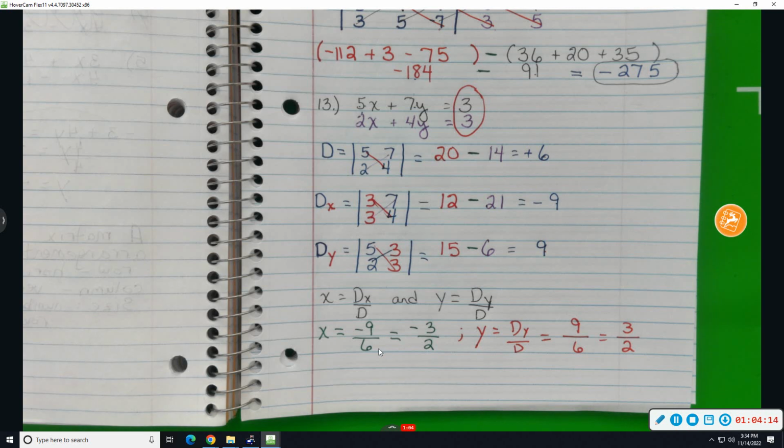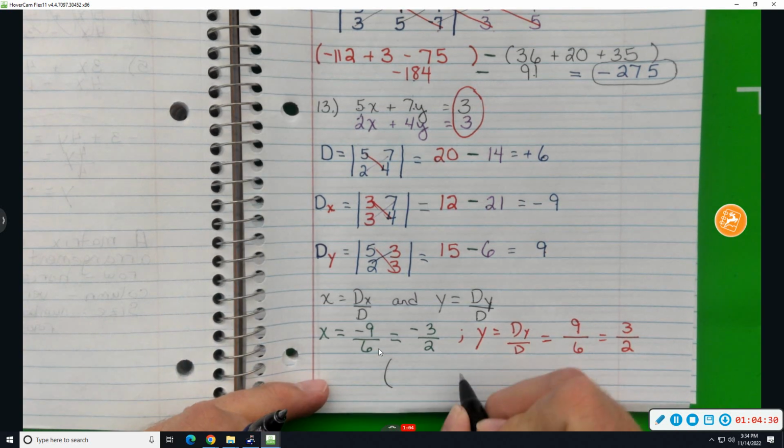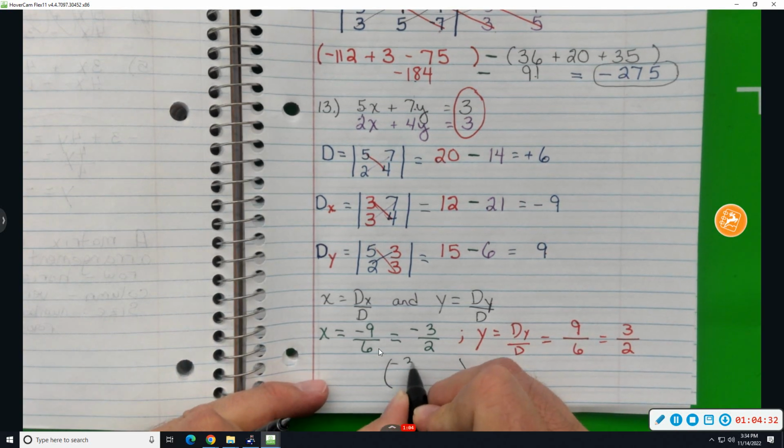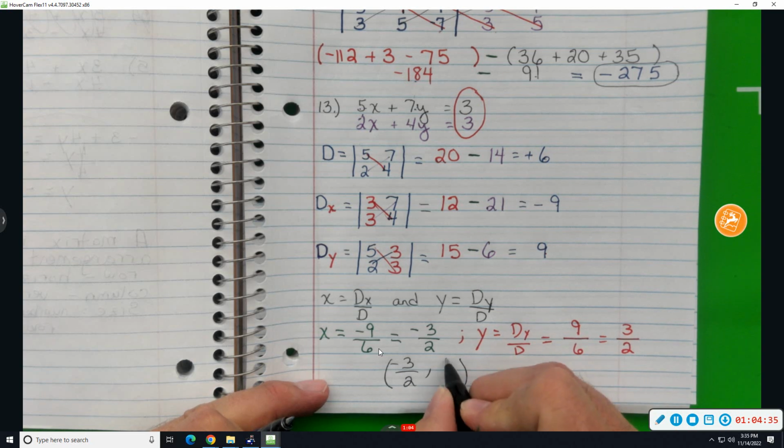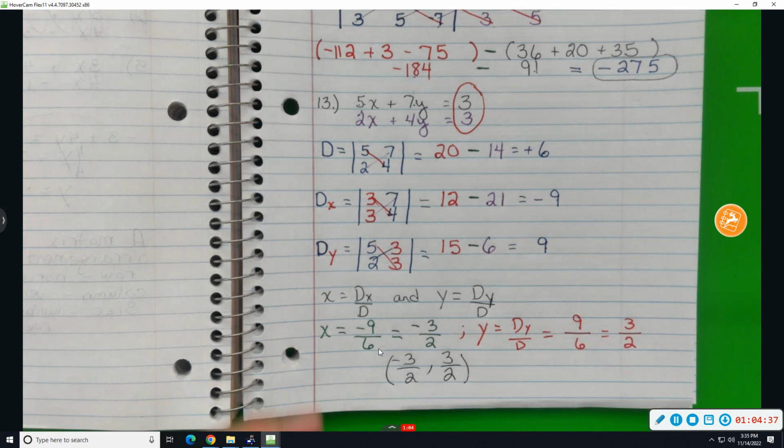Cramer's rule works nice when you have fractions as answers because you don't have to work with the fractions. If you were doing elimination or substitution, you would have to be substituting in the fractions, which would make it a little bit messier. Your ordered pair, x, y: negative 3 over 2, comma, 3 over 2.